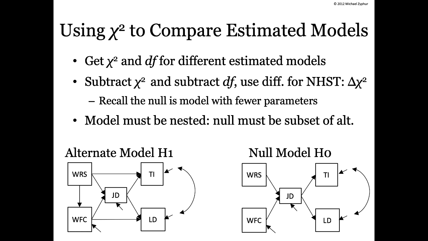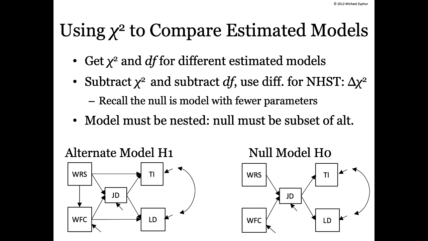Which model is the null model in this instance? Null always means less. Null always means fewer, right? The null hypothesis for the slope is that the slope is 0. It's not being estimated, right? You think about it like that.